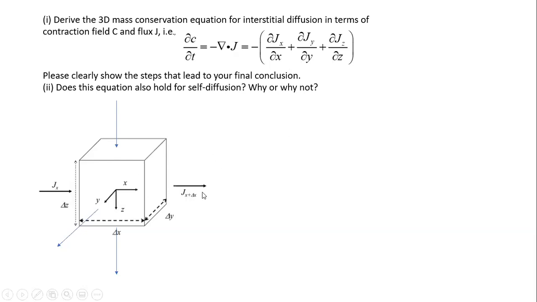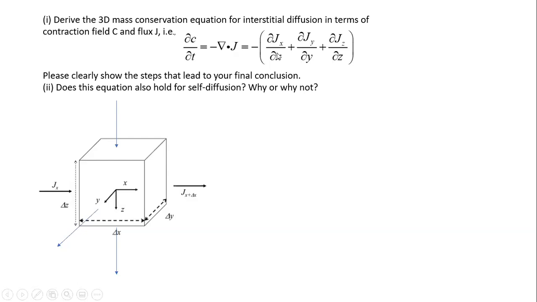In a one-dimensional case, we just need to work with the flux in the x direction. We call this Jx, which is the component of the flux in the x direction. We take what comes out minus what comes in and get the difference, and we consider a very small volume. So what comes out can be written in differential form, and you can easily get this component.